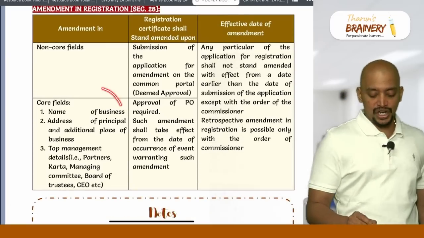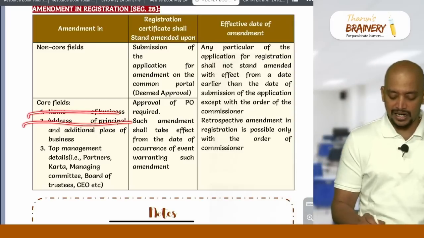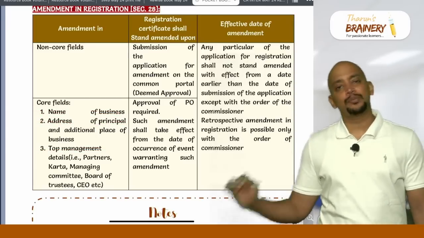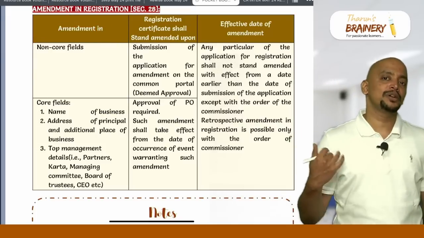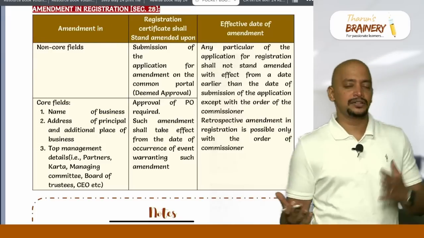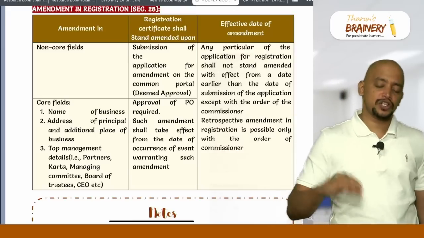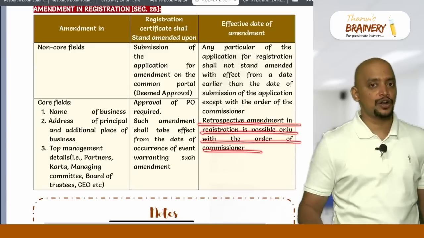The changes can be changes in core fields or changes in non-core fields. What are the core fields? Change in name, change in address, and change in top management are core fields. They will be subject to approval by the proper officer. Whereas any other change, a non-core field, will be automatically approved by the portal, and the effective date of the amendment will be prospective. But if we need a retrospective amendment, then a retrospective amendment in registration is possible only with the order of the commissioner.